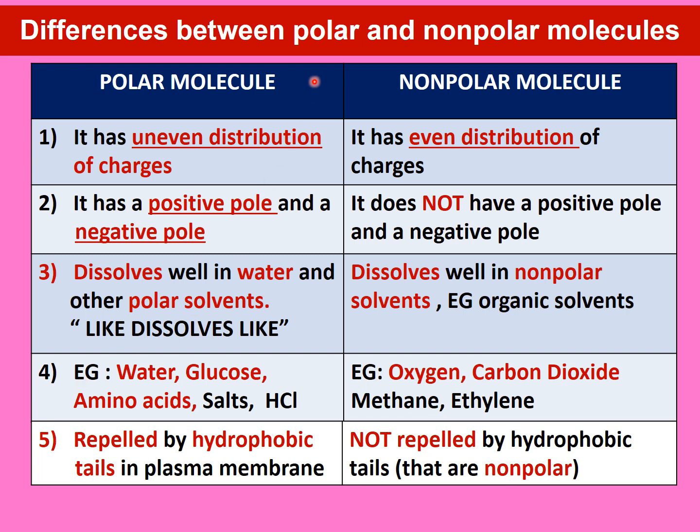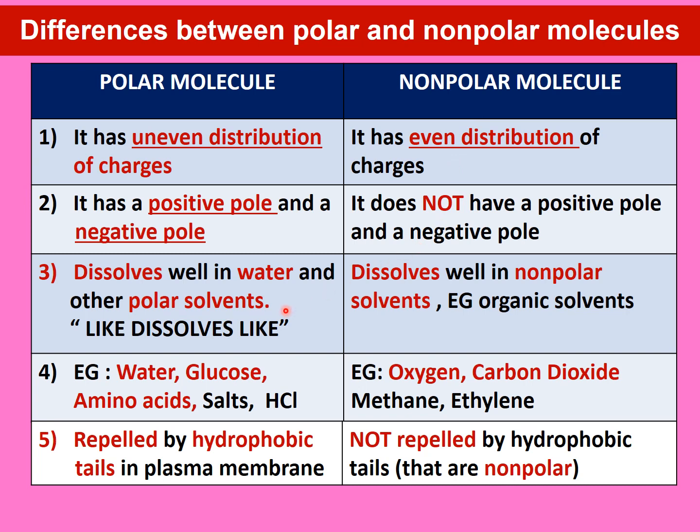So to summarize very quickly, let's look at the differences between polar and non-polar molecules. Polar molecules have uneven distribution of charges, but non-polar molecules have even distribution of charges. Thus, polar molecules have positive poles and negative poles on their molecules, but non-polar molecules do not have these positive and negative poles. See, that's how you get this word polar from the word pole. Polar molecule means it has poles, negative and positive poles. Non-polar means it doesn't have positive and negative poles.